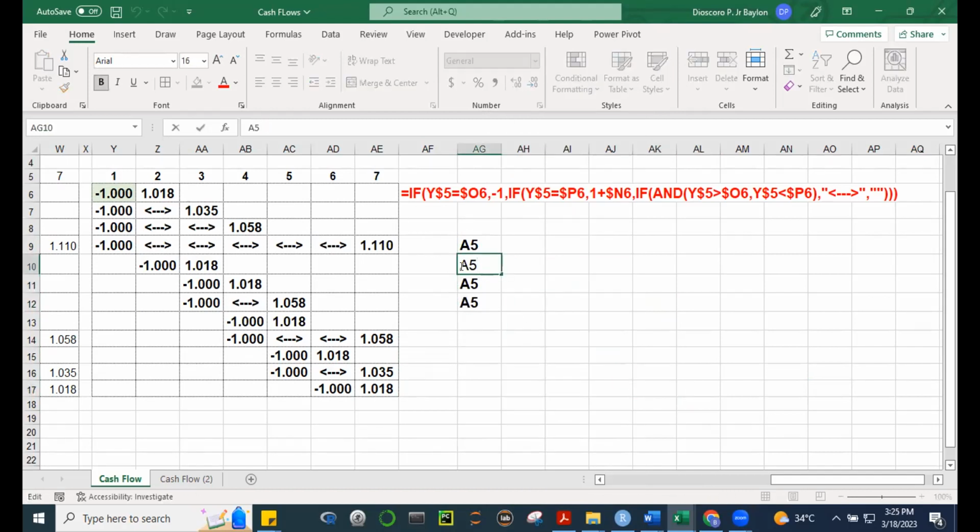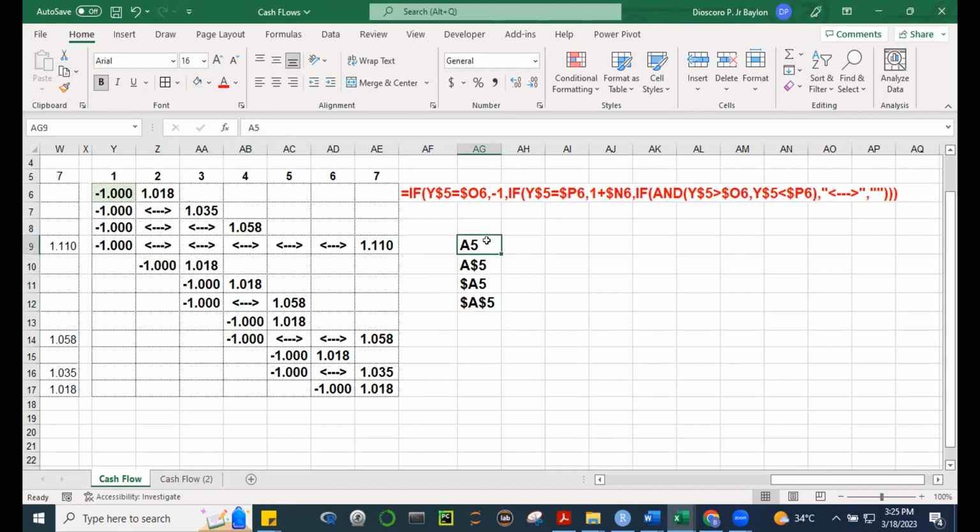So this one, $ sign. This one, $ sign. And this one, $. Okay, so there are 4 possible cell addresses. This one is your relative. These ones are your mixed, and this one is your absolute.